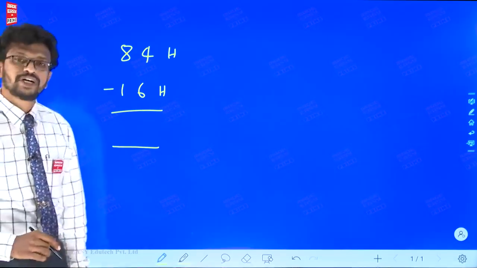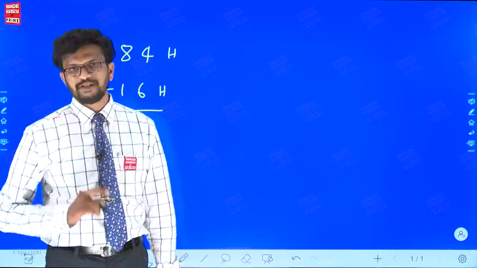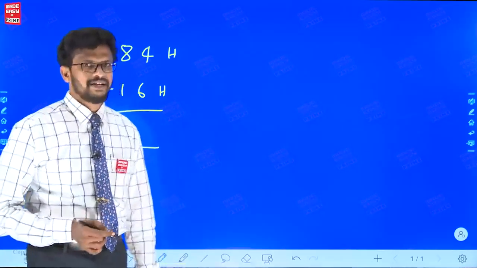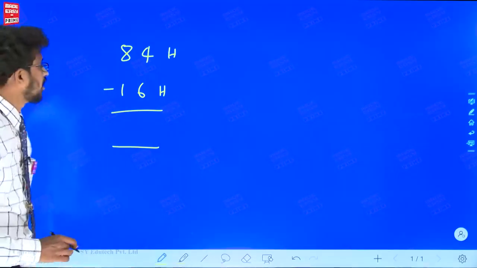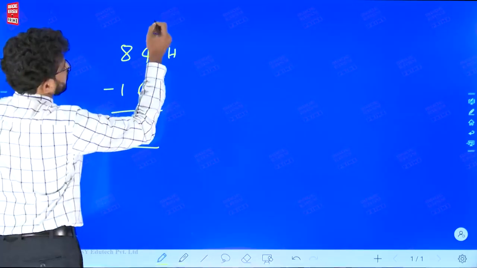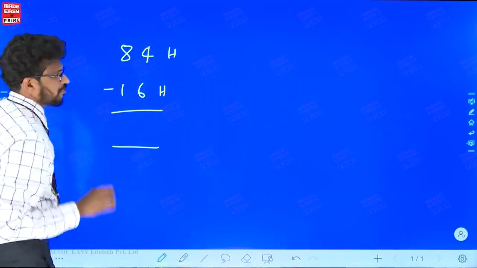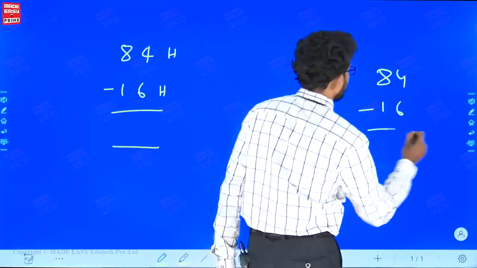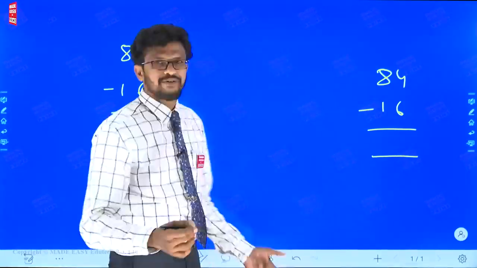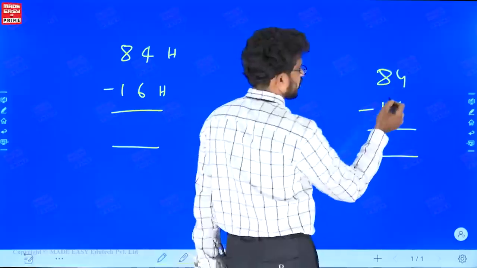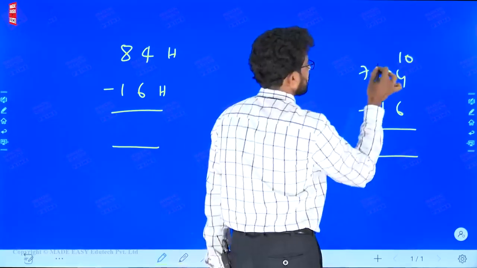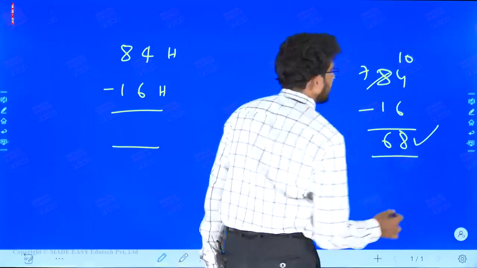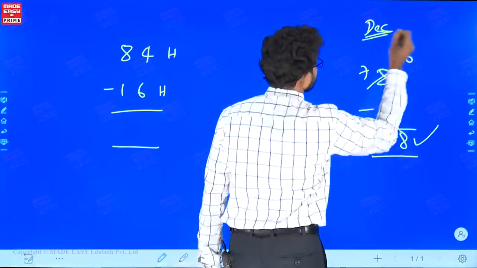Don't forget that you are working with hexadecimal numbers. It is not decimal numbers. So tell me, what is the base in hexadecimal numbers? If you can recollect, it is 16. You must get habituated to that. For example, if you solve in decimal 84 minus 16, anyone can solve. From childhood we are habituated. You cannot subtract 6 from 4, so we take a borrow of 10, 7 is left here, 14 minus 6 is 8, 7 minus 1 is 6, so 68 in the decimal number system.